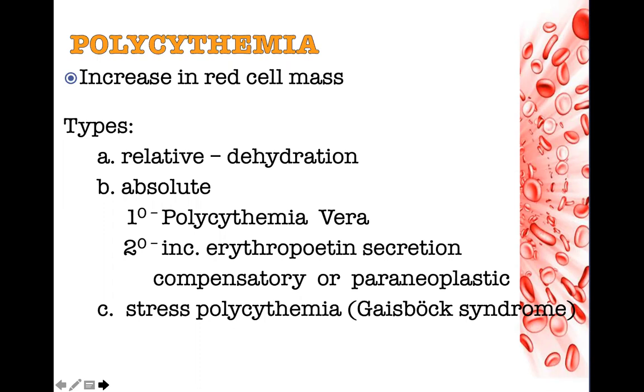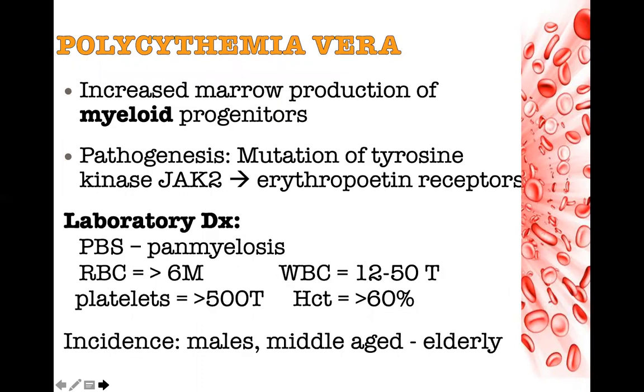secretion is just compensatory, maybe as a result of chronic hypoxemia or a result of a paraneoplastic syndrome. Another would be stress polycythemia, or what we call the Gaisböck syndrome. Again, you have increased marrow production of the myeloid precursor. Pathogenesis, there could be mutation of the tyrosine kinase JAK2 erythropoietin receptors.